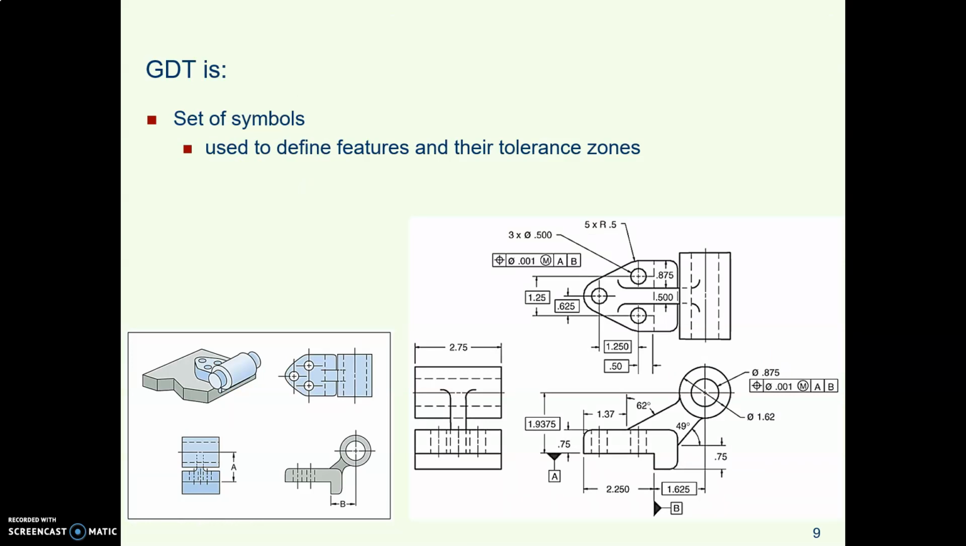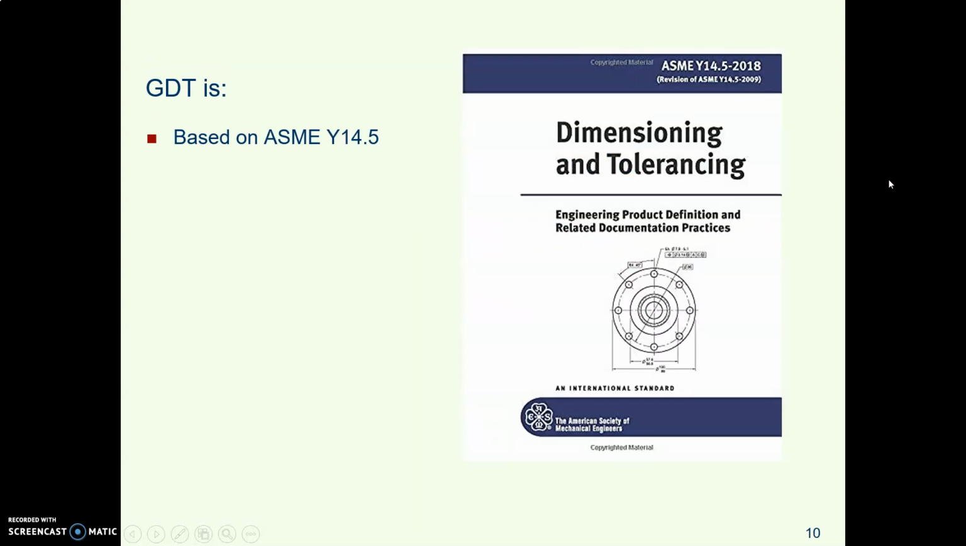Geometric tolerancing is made of a set of symbols, and they look like this, and they define what these tolerance zones are going to be like. And it's based on ASME Y14.5, and you're familiar with this standard already because we use this for dimensioning. It turns out that only the first chapter of this standard actually has to do with dimensioning, and all the rest of the chapters have to do with geometric tolerancing. And here you can see on the cover there's some GDT symbols, which we're going to learn how to read.